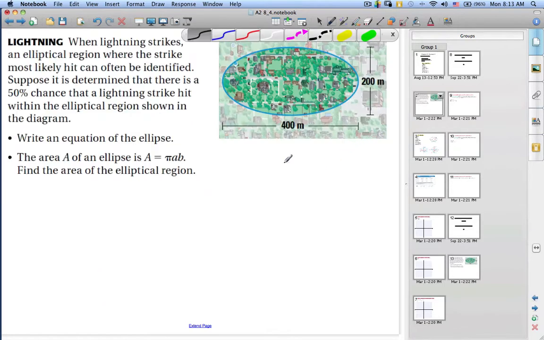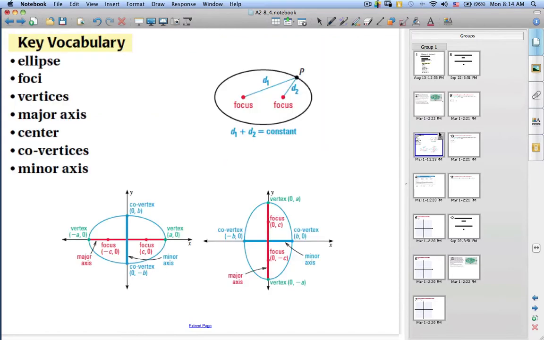If we look at how we might apply this concept of the ellipse, we're told that when lightning strikes an elliptical region, where the strike most likely hit can be identified. Suppose it's determined there's a 50% chance that a lightning strike hit within an elliptical region such as this. Write the equation of the ellipse and find the area so we know how much of the city was potentially affected. So we're going to finish our section with this by working with this idea of the ellipse. But first let's get in and talk about all these different parts.